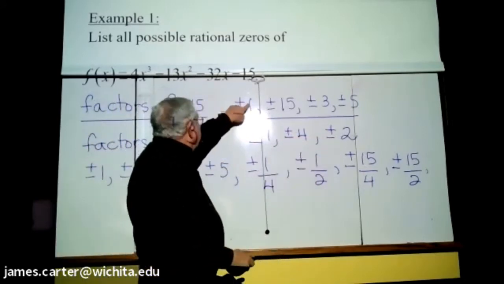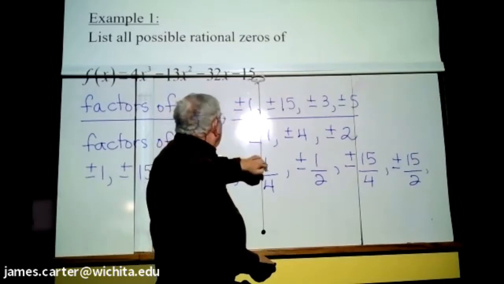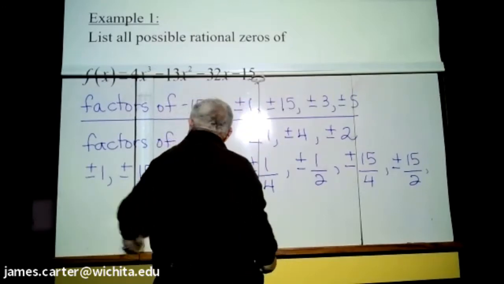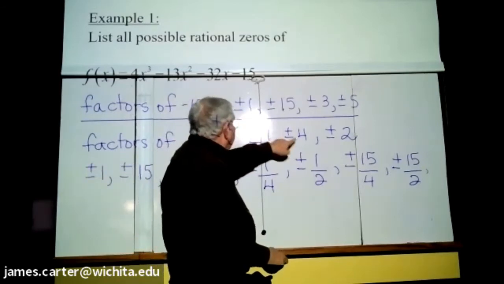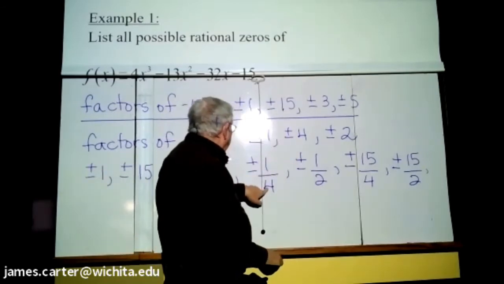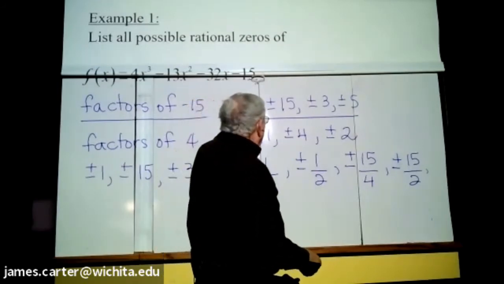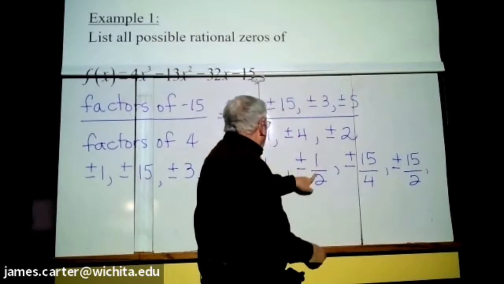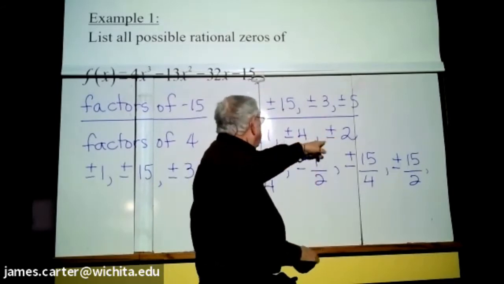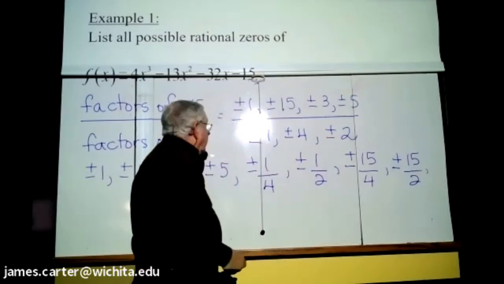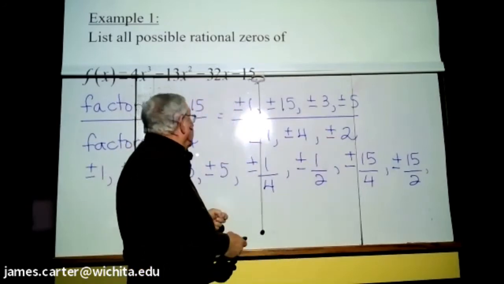Now, if we have the 1, okay, 1 over 1 is just 1, so it's covered back here. 1 over 4 would be plus or minus 1/4. 1 over 2 would be plus or minus 1/2. I usually list these in increasing order, left to right. It just makes it easier not to make a mistake for me.